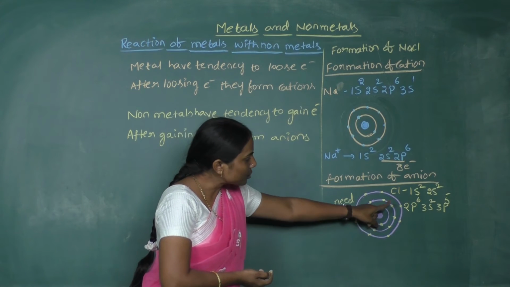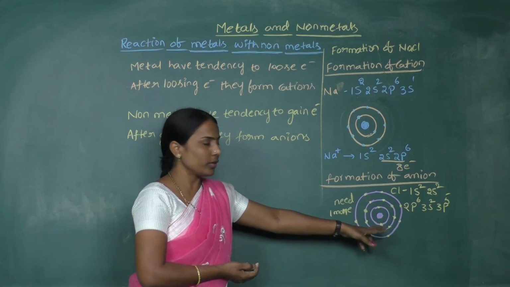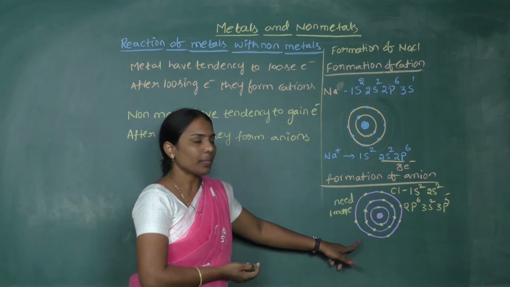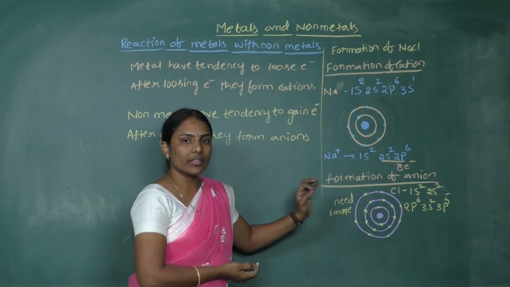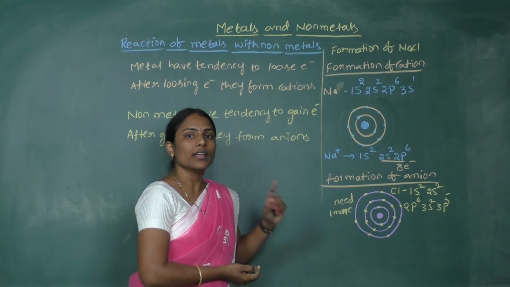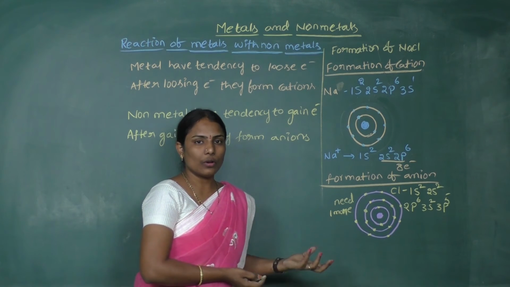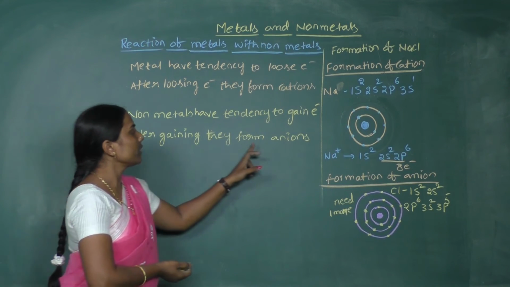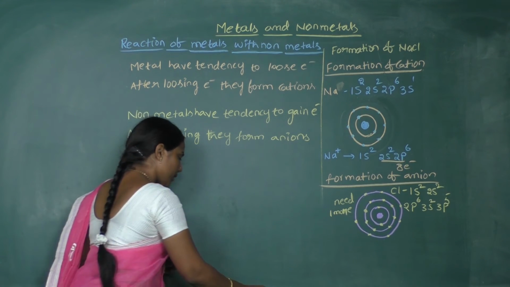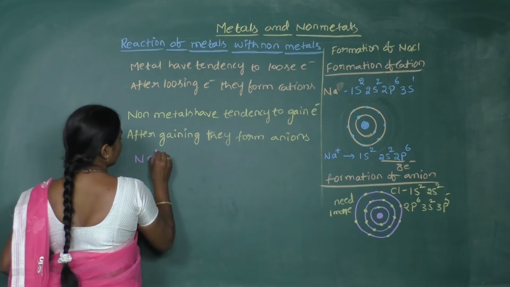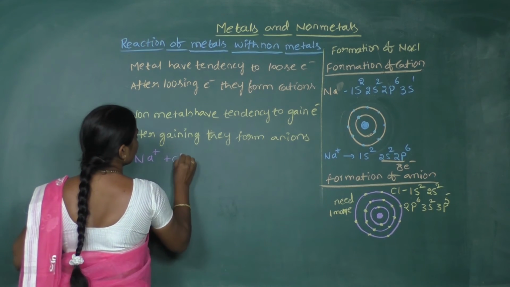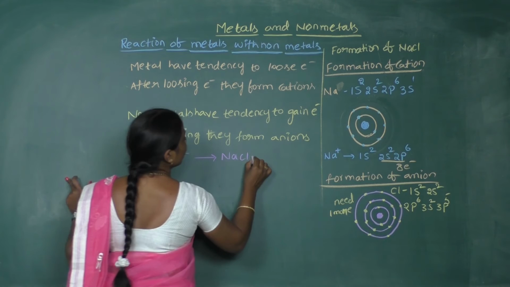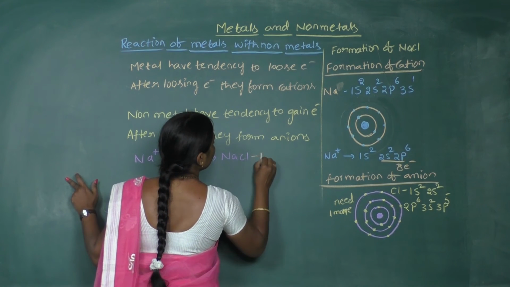I have shown you the electronic configuration of chlorine, where the outermost shell is the third shell. In the third shell there are only 7 electrons, and to complete its octet it needs one more electron. So chlorine readily gains an electron, and after gaining an electron it forms an anion. Now the sodium cation reacts with the chlorine anion to form NaCl, and this is called an ionic compound.